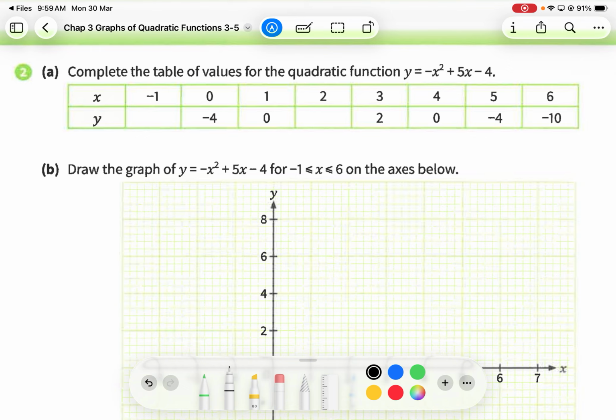Come, try on your own lah, this part. What is y when x is -1? What is y when x is 2? Like that only.